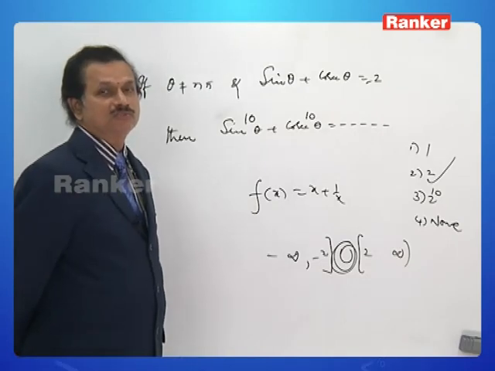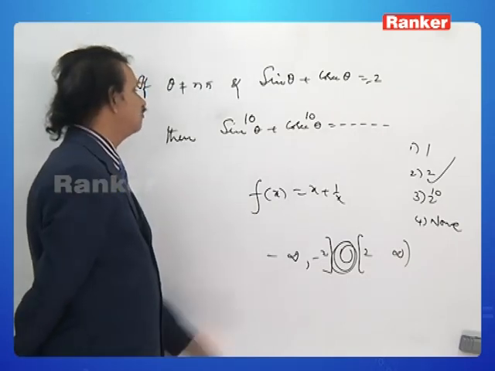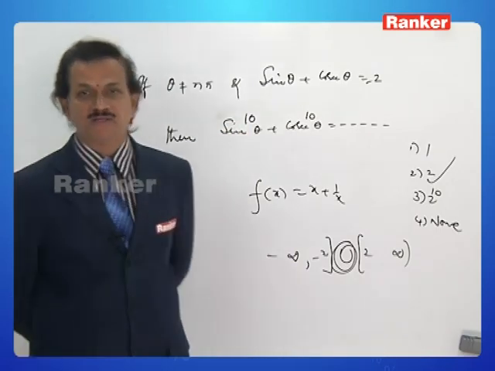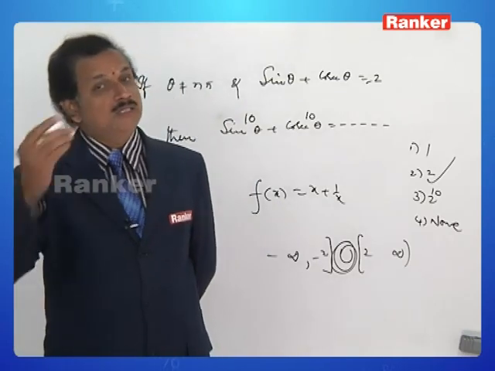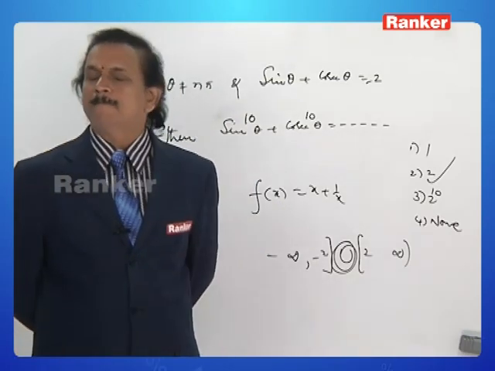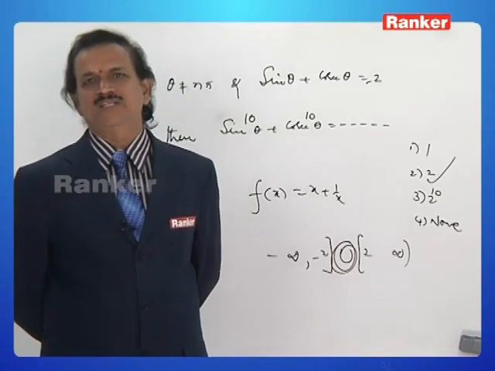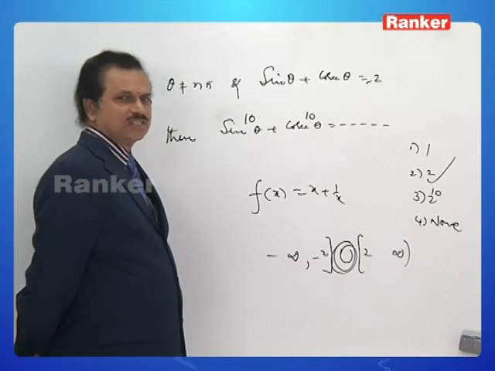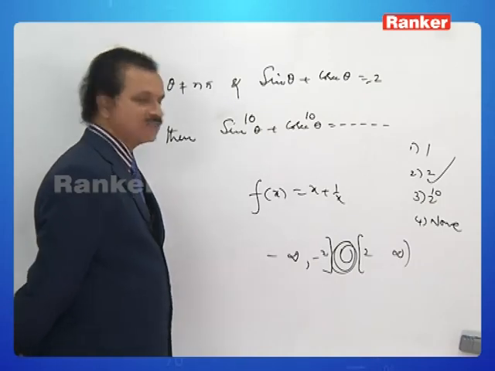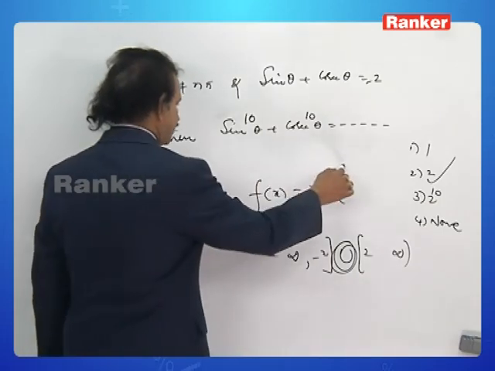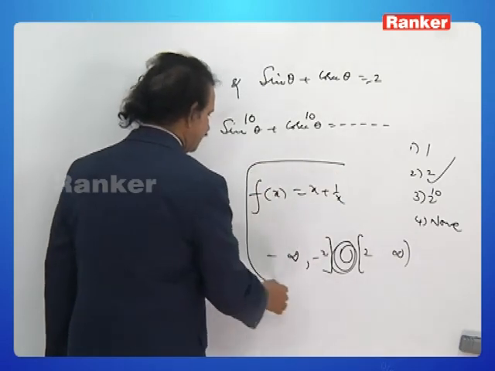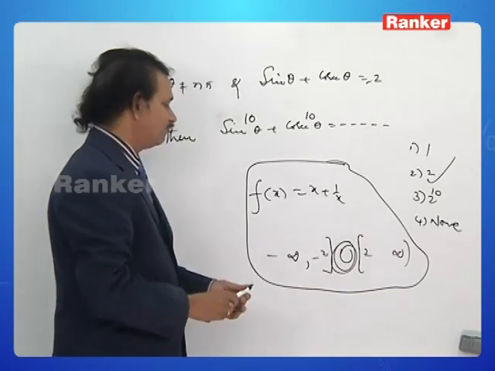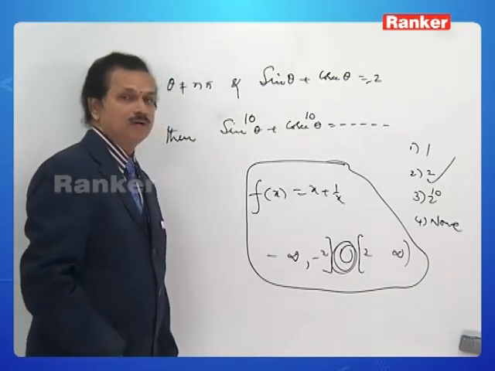Of course, if at all this power is an odd number, if I ask you to find sine power 5 theta plus cosecant power 5 theta, then the answer becomes minus 2. Well, my dear, what are the things that must be learnt from this question? If at all there is any function in the form f of x is equal to x plus 1 by x, then it can never lie between minus 2 and 2.